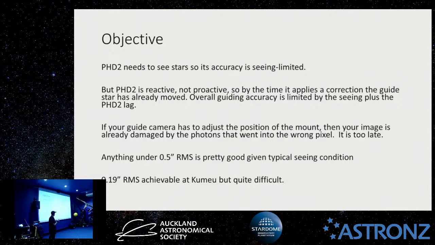At Kumeu, I've got an exceptional seeing condition, 0.19 arc seconds RMS, and that's the gold standard that I'm going to aim for at Kumeu, but it's extremely difficult to get it that good, but I've got a record of it just to prove it, and as the gold standard, I think.